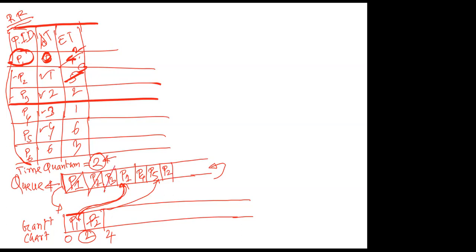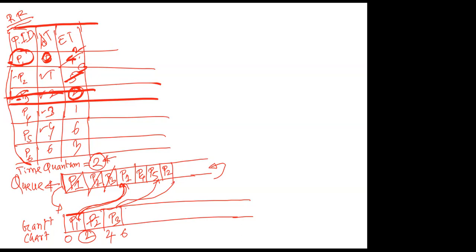So P3 will be removed and scheduled to the CPU. How long will it execute? It will execute 2 time units, so the time is 6 now. Here you see that P3 needs 2 time units. At 2 time units it is complete with execution, so it doesn't need to go back to the queue. It's already complete, so it is fine.